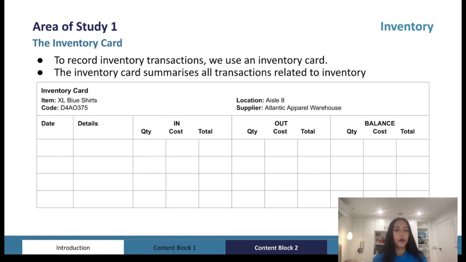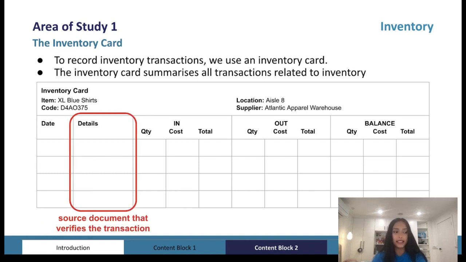Okay, so now we'll break down the actual columns of the inventory card. The first column in the inventory card is date. Under this we write the transaction date, so the day and month. The next column is details. Under details we write the source document that verifies the transaction. For example, this could be invoice 12 or receipt 4 or memo 8.